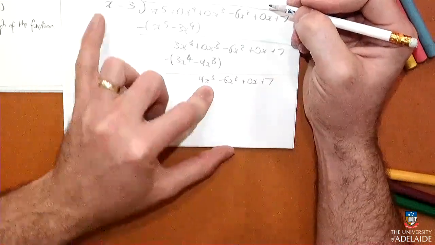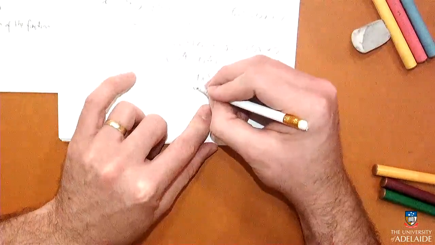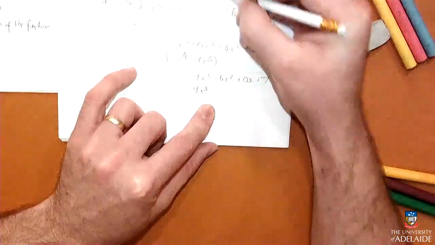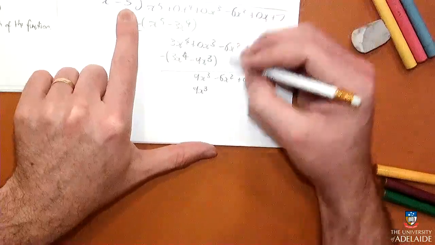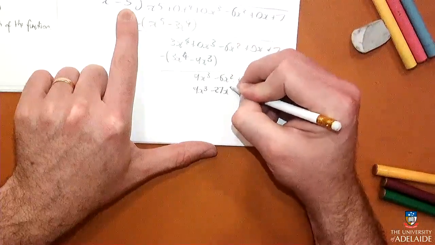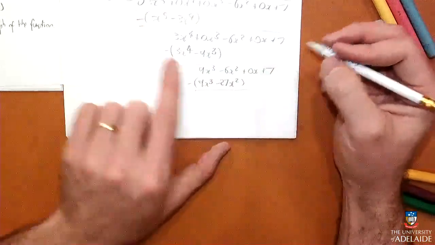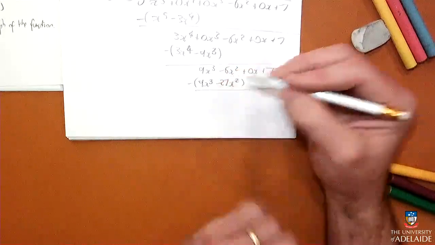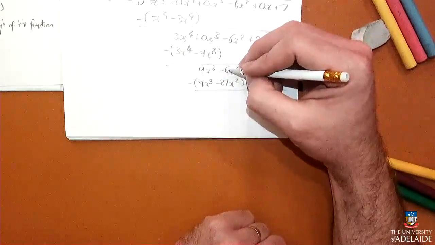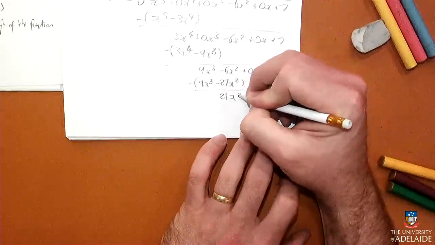So 9x cubed divided by x would be 9x squared. Multiply this by that gives me 9x squared times x is 9x cubed. 9x squared times minus 3 would be minus 27x squared. Let's take that off. And so we've got 9x cubed minus 9x cubed is 0. Minus 6x squared minus 27x squared is 21x squared.